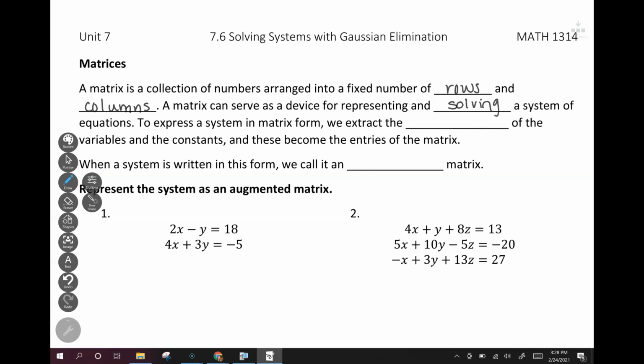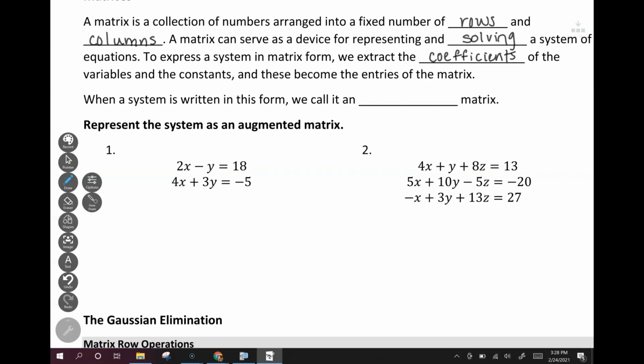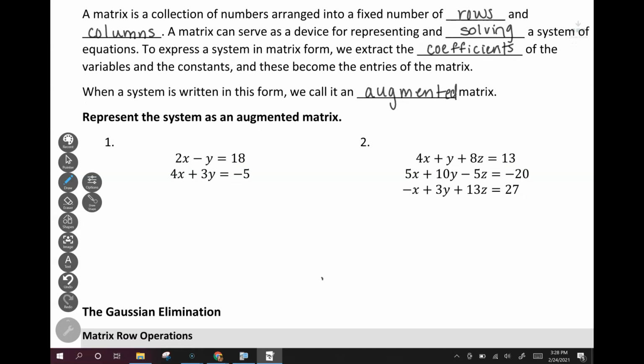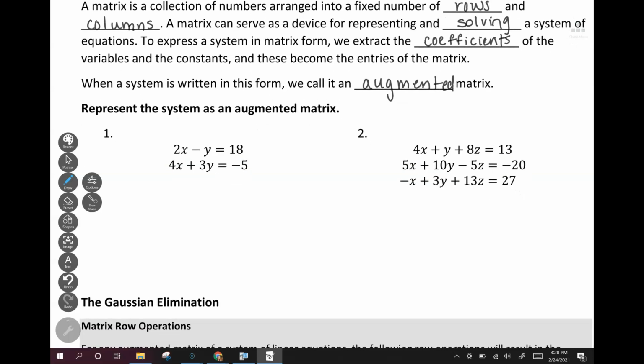To express a system in matrix form, we extract the coefficients of the variables and the constants, and these become the entries of the matrix. When a system is written in this form, it's called an augmented matrix. So let's see how you can represent these systems as augmented matrices.